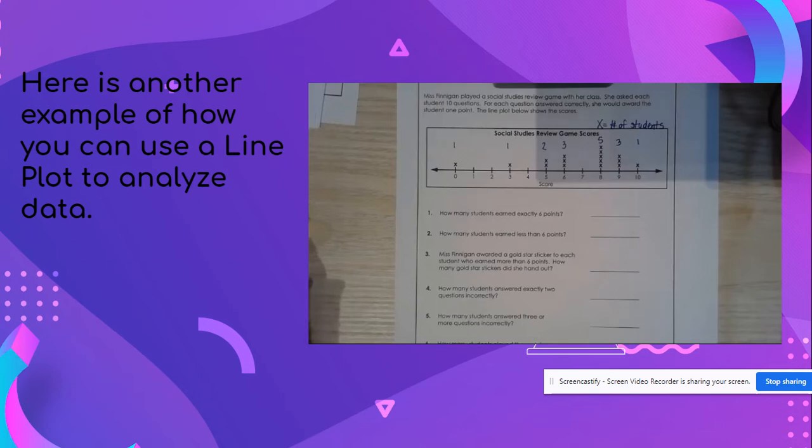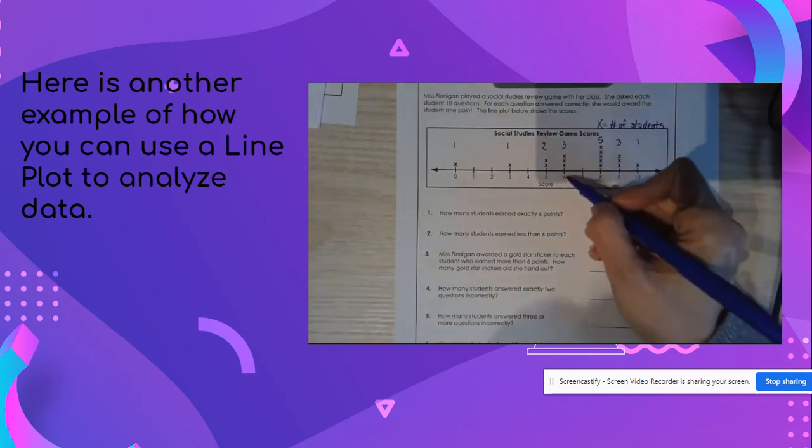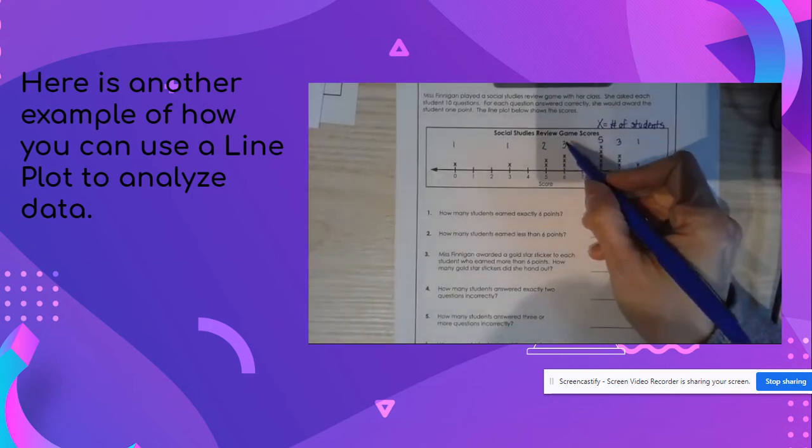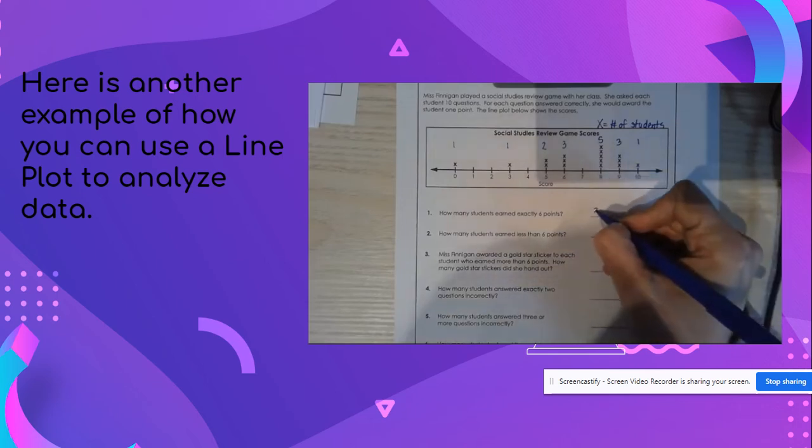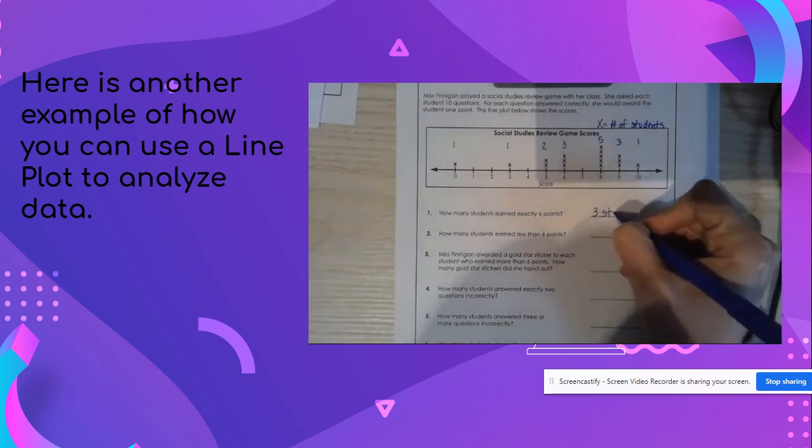How many students earned exactly 6 points? That's pretty straightforward. We can go to 6 points and notice that 3 students received 6 points.